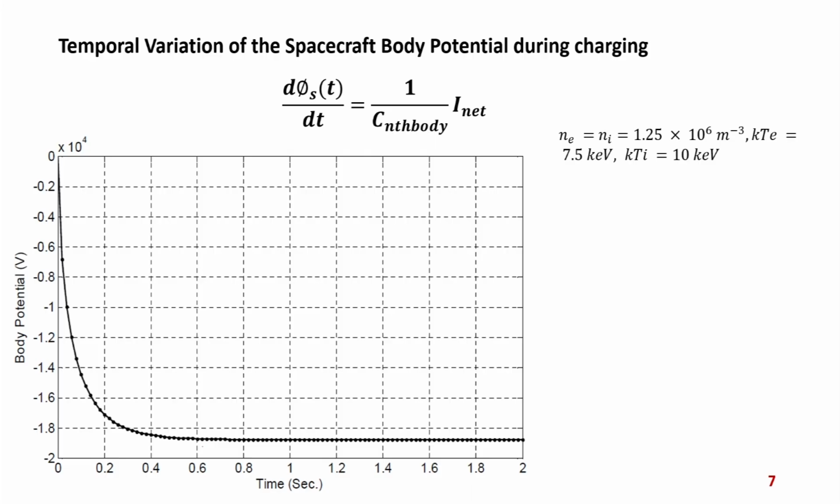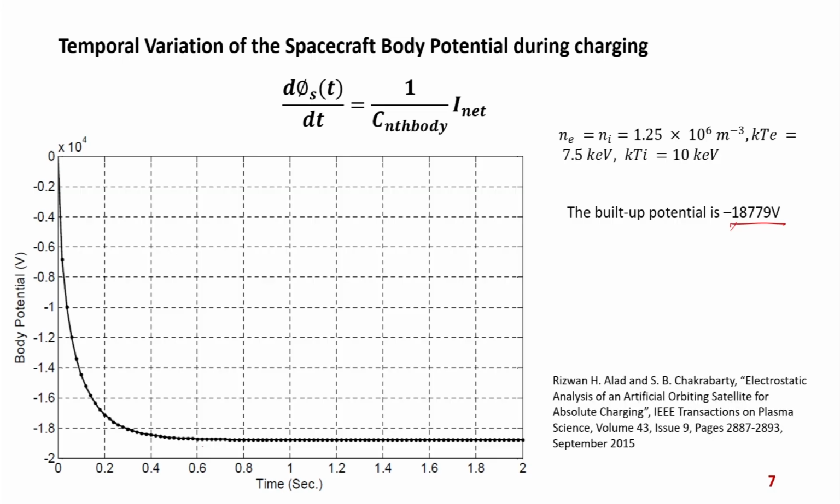At that condition the current will be 0. And if you see from this curve, this built up potential is something like that. You can read it exactly from this curve, or it has come from the computer program. Again this is from this paper, it was published in this paper, this work.